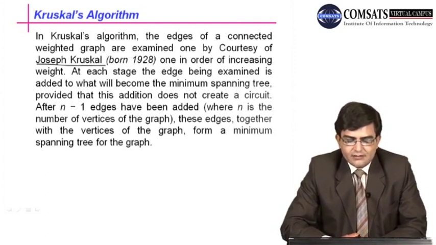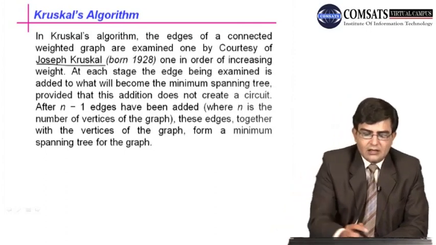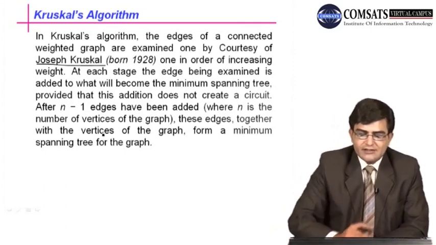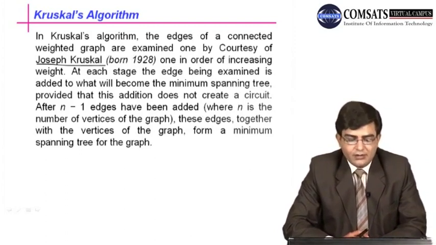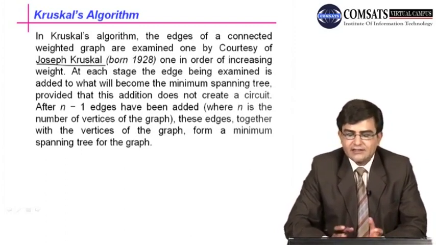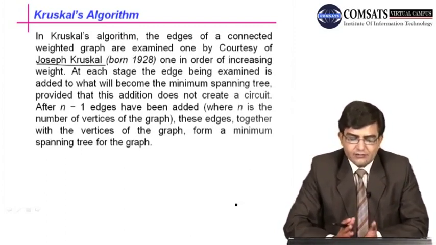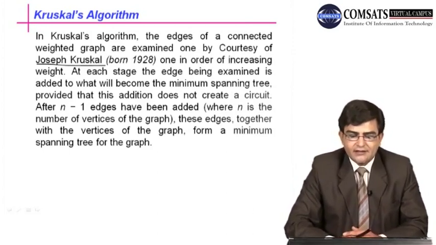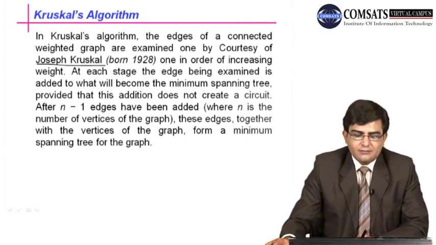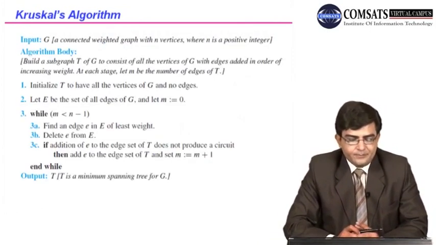After n-1 edges, if a graph has n vertices, these edges together with the vertices of the graph form a minimum spanning tree for that graph. That is, if we have n vertices, we have to connect n-1 edges and we will get the minimum spanning tree. This algorithm is explained here on this slide.